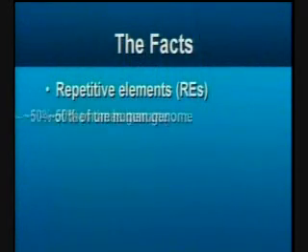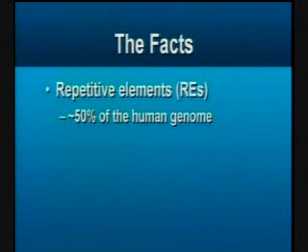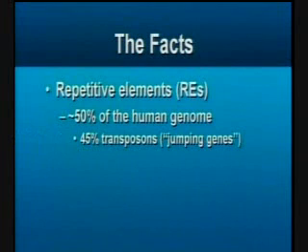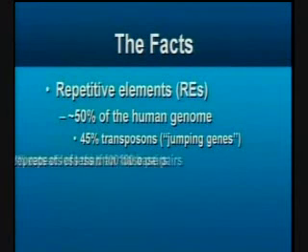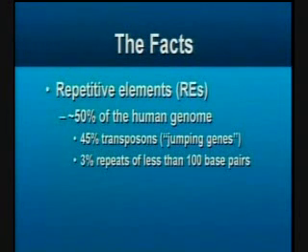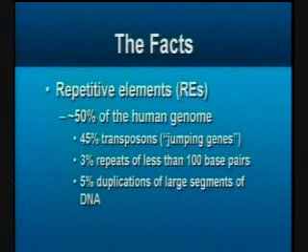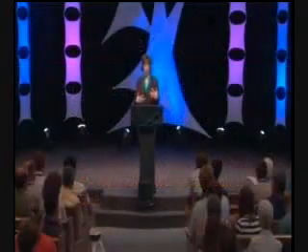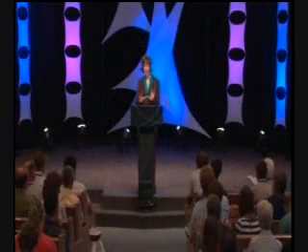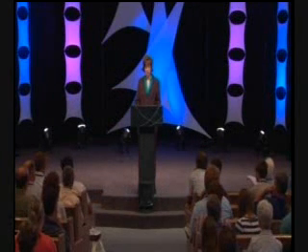The facts are, we do have repetitive elements. There's no doubt about that. And what are these repetitive elements? They compose 50% of our DNA. It's the same kind of thing over and over again. 45% of that is considered transposons, or what we call jumping genes. 3% are repeats of less than 100 base pairs, so they're not very big, but certain segments that are repeated. And 5% are duplications of large segments of DNA. Again, this is what we see. This is a fact.